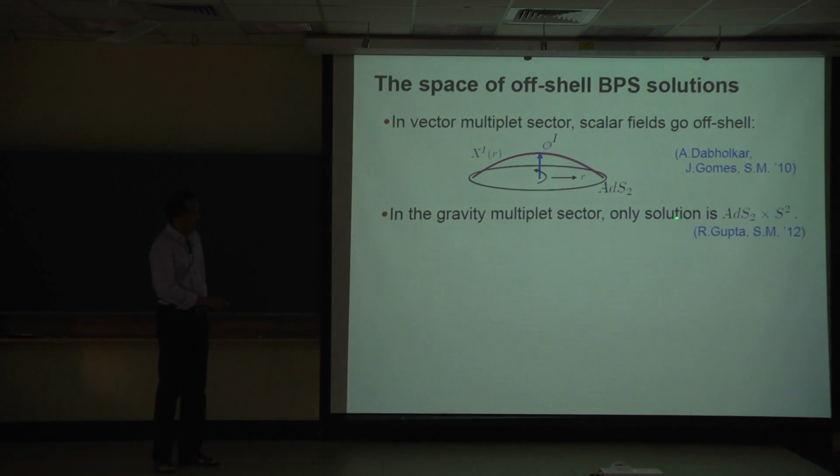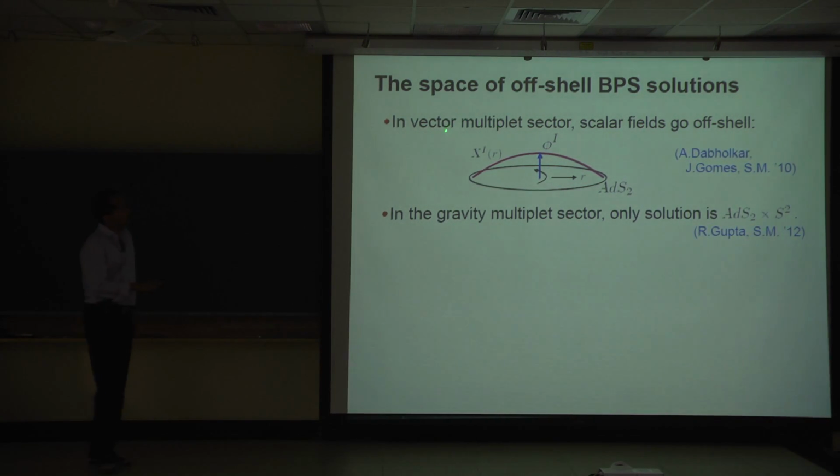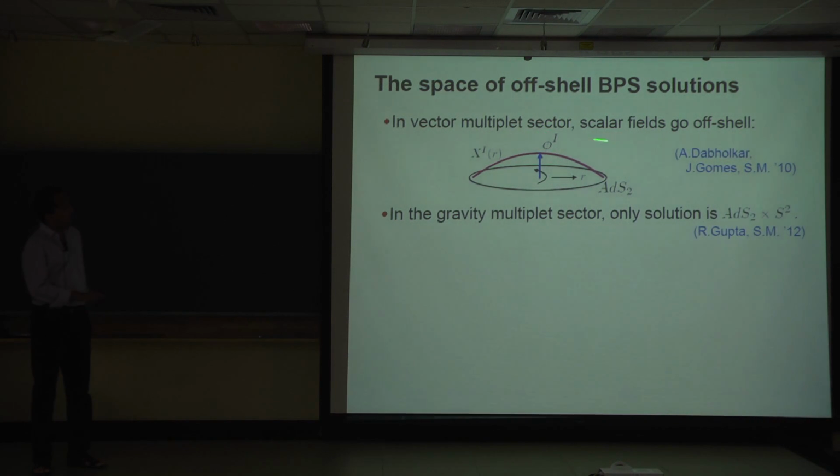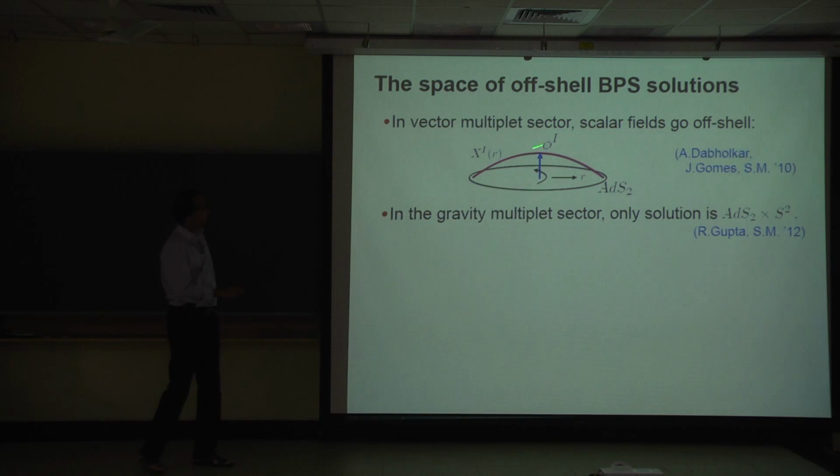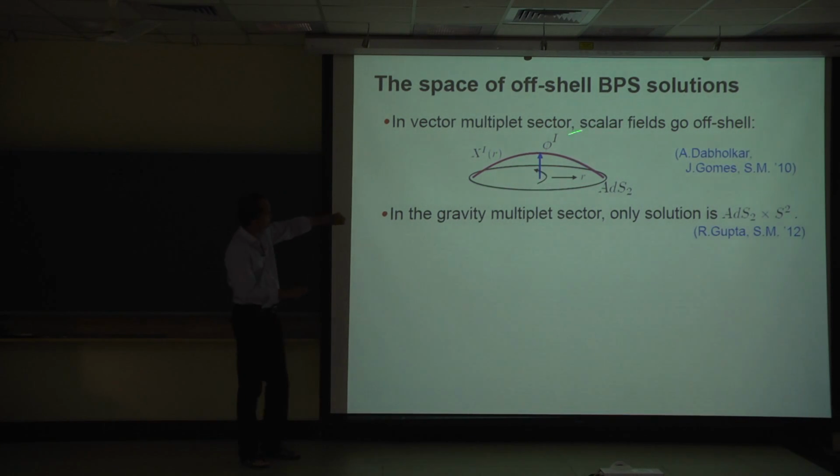So in the gravity multiplet, in this gauge, there is no other solution. You only have the full BPS solution. This was work with Rajesh Gupta. And in the vector multiplet sector, there are non-trivial solutions. And the solutions involve the scalar field going off shell. So this is AdS2. You can write down a formula, but I thought this is more instructive.